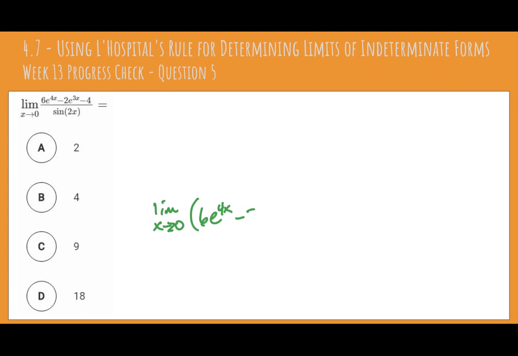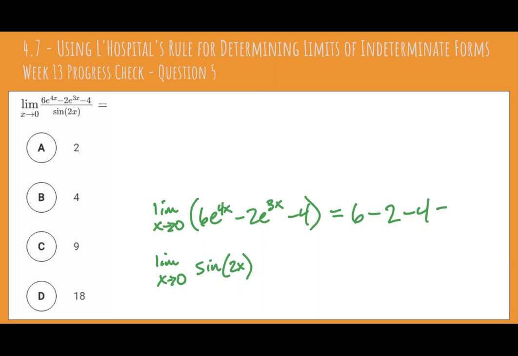This is a fun one here, 6 e to the 4x minus 2 e to the 3x minus 4, and the limit as x approaches 0 of the sine of 2x. So in the first one, e to the 0 is 1, so we get 6 minus 2 times 1 is 2, minus 4, that's 0. So the numerator does approach 0. The denominator limit, sine of 0 is 0. 0 over 0 is indeterminate, so L'Hopital's rule is going to apply.